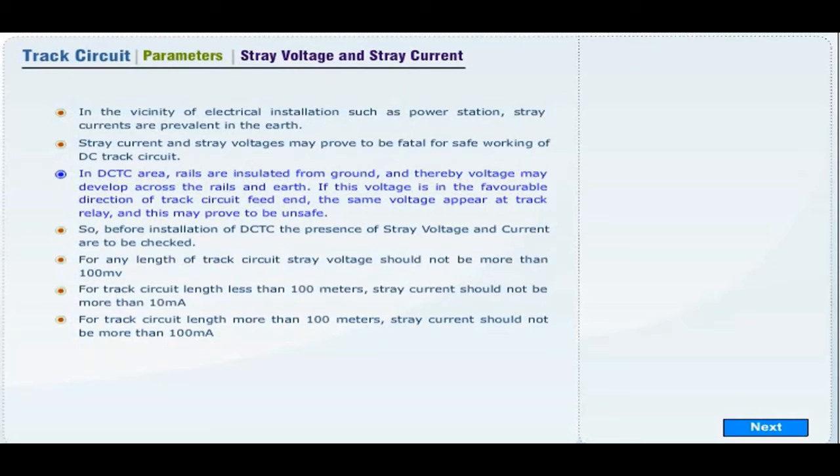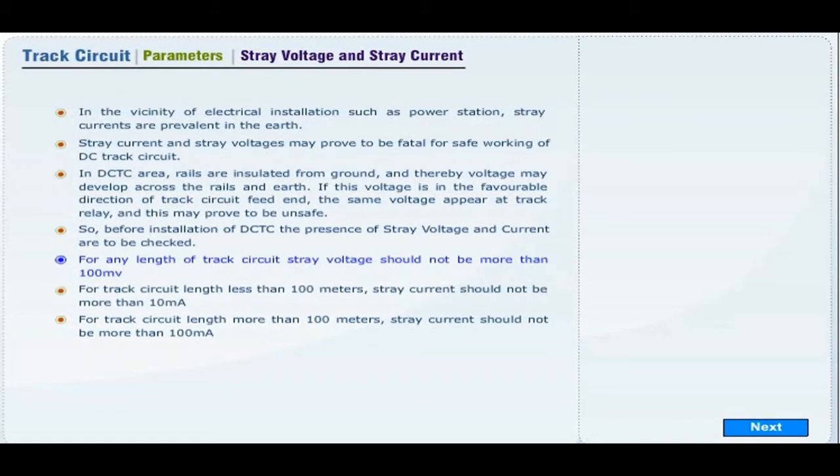If this voltage is in the favorable direction of the track circuit feed end, the same voltage appears at the track relay and this may prove to be unsafe. So, before installation of DC-TC, the presence of stray voltage and current are to be checked.